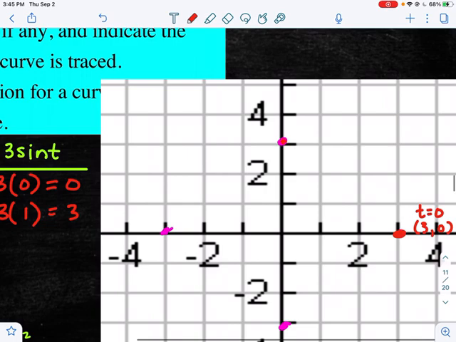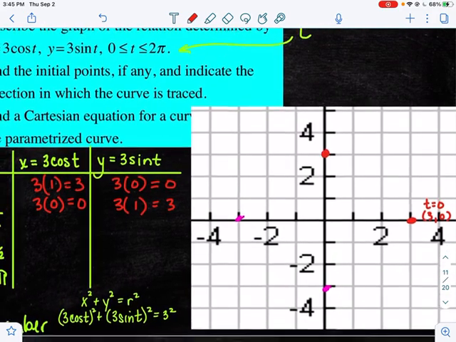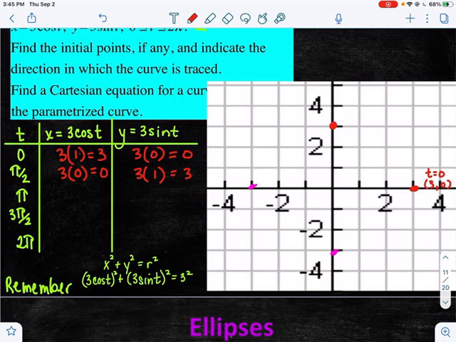Now my graph is not quite squared up, so the grid looks more like a rectangle instead of a square. So it might look a little bit more like a squashed circle. Here we have 3 times cosine of pi, which is negative 1, so this is going to be negative 3. And 3 times sine of pi is 0, so this is going to be 0. So we have the point negative 3, 0.